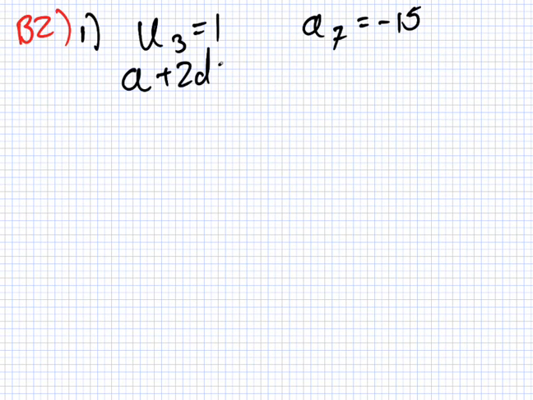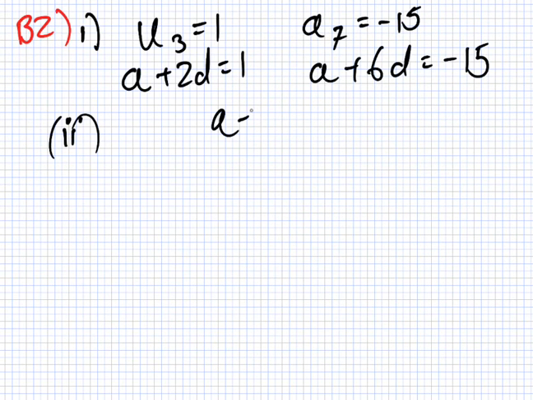The third term of an arithmetic progression is 1, and the 7th term is minus 15. Write down the 2 equations and then solve them basically. So we have a plus 2d equals 1 and a plus 6d equals minus 15. 2 marks, there we go. And then part 2 is solving them.